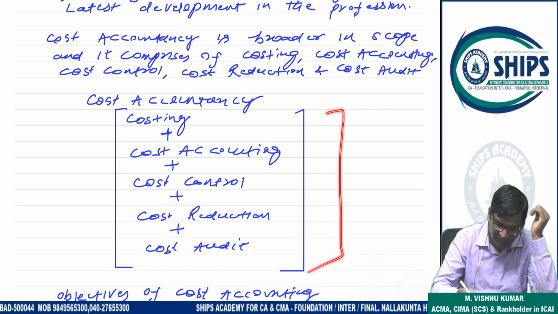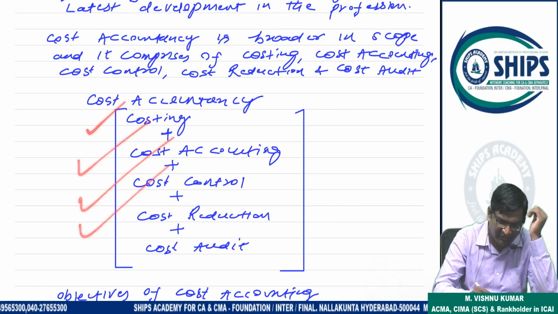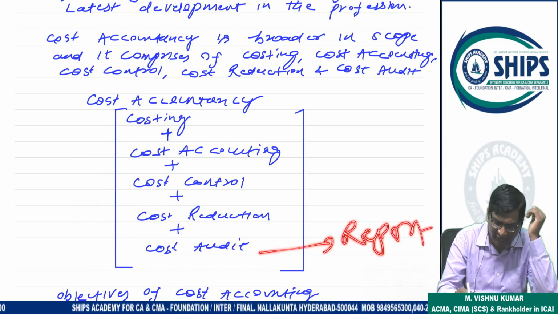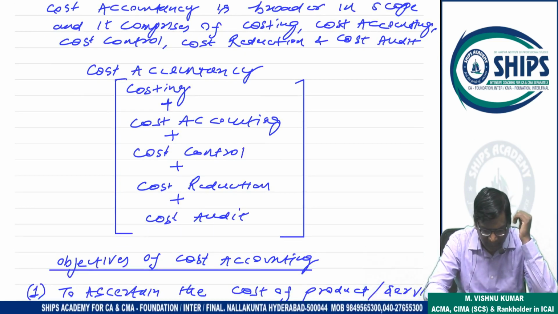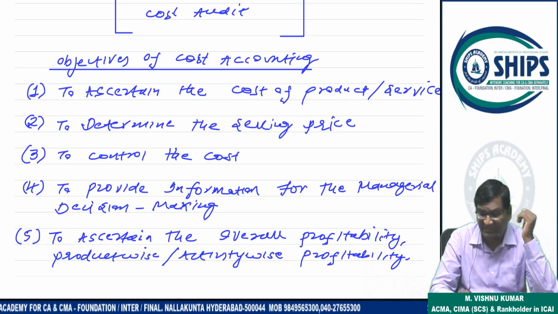So you can call it cost audit also. So costing, cost accounting, cost control, cost reduction, cost audit. You can add reporting also. Audit is nothing but what? Reporting. Clear? Okay, till this everything is clear.